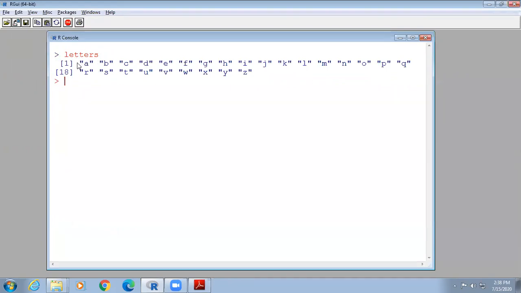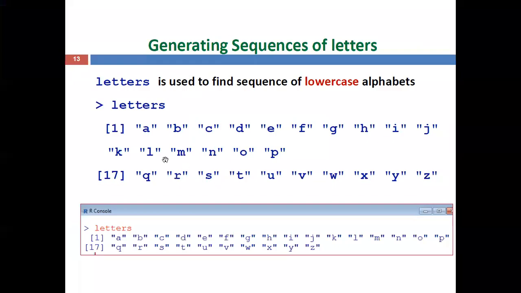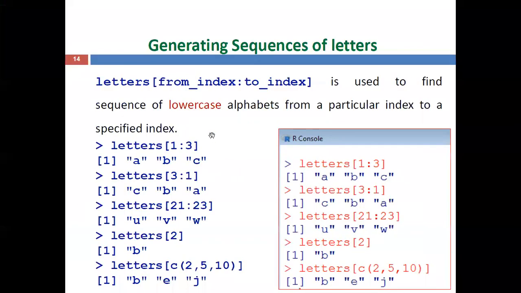Then if you want to work with letters by taking a particular position value or a particular range value, those also we will see here. Now you can see that by using letters from index value colon to index value, you can give the range value from 2. So by using this, we find a sequence of lowercase alphabets from a particular index to a specified index.